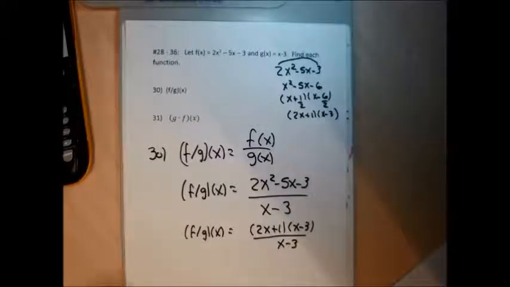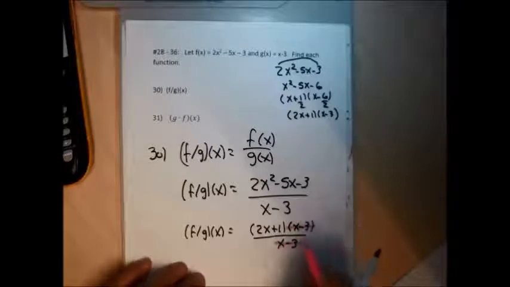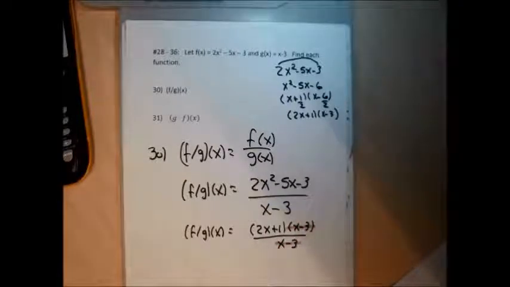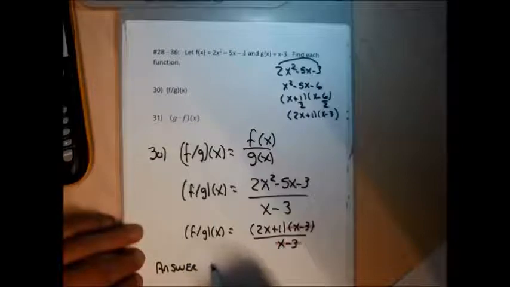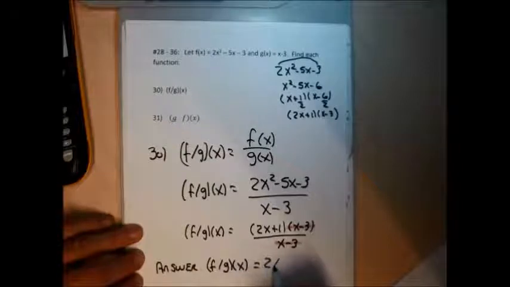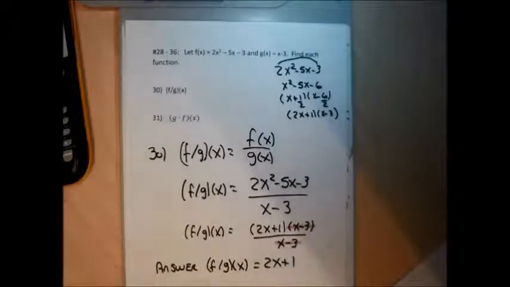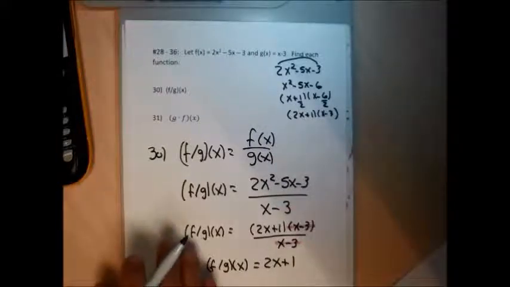Now I've got canceling that can be done, and if I cancel the entire denominator of a fraction, my answer doesn't have to be a fraction. It's just going to be what's left in the numerator, and what's left in the numerator doesn't need to go in a parentheses anymore because there's no factoring left in the numerator. So my answer is just going to be 2x plus 1. So for 31, you're going to distribute and clear the parentheses.